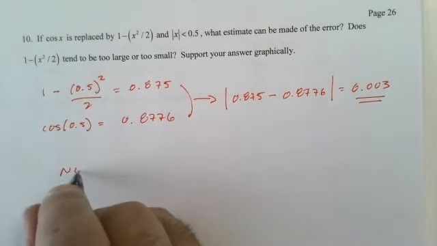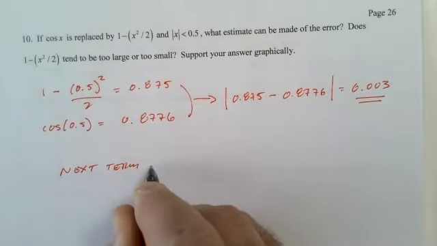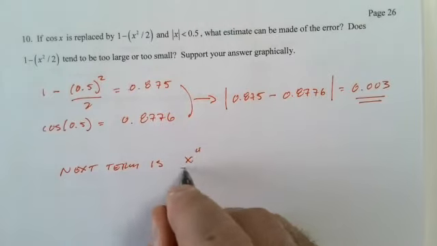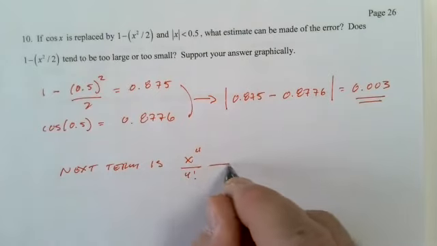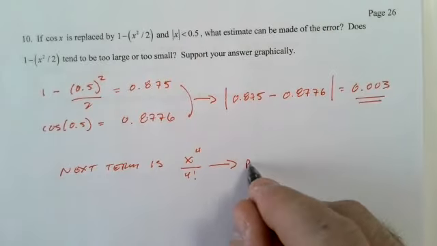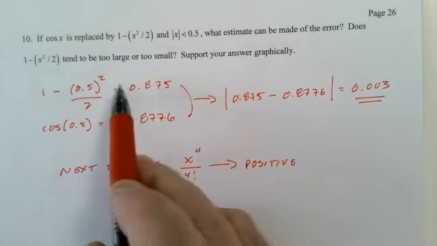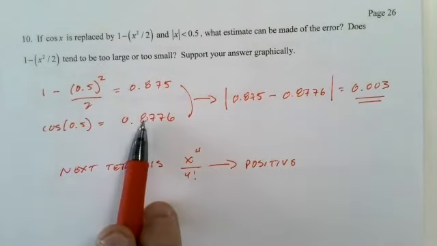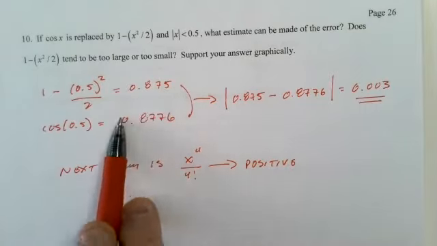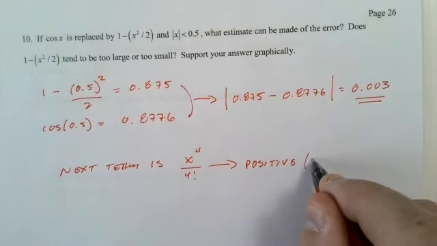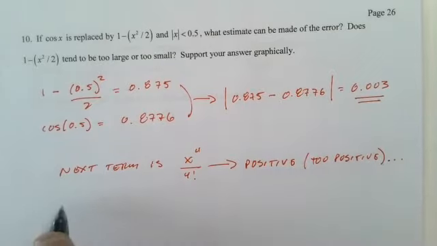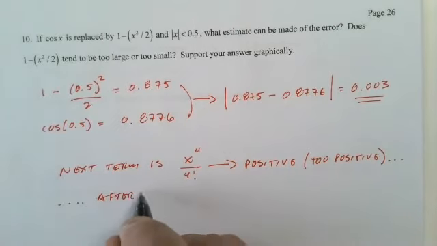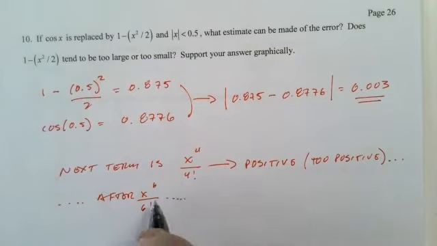So the next term is going to be x to the fourth over 4 factorial. All right, it's going to be positive, so it's going to oscillate. We should be at 0.8776. We're a little bit below it, and it's going to go above it. Then after x to the 6 over 6 factorial, that's positive, we subtract that, so it's too small.